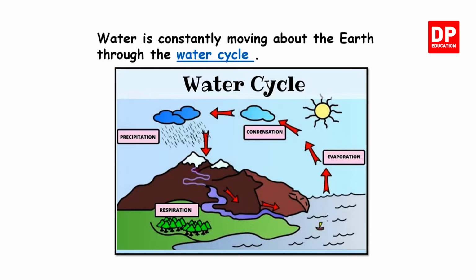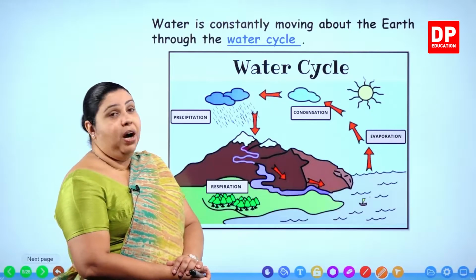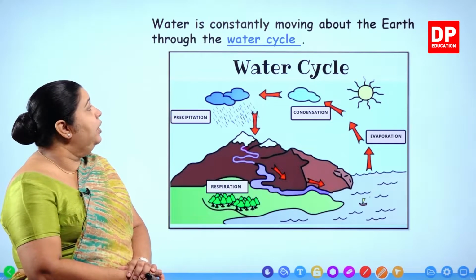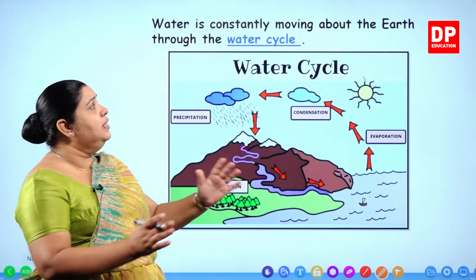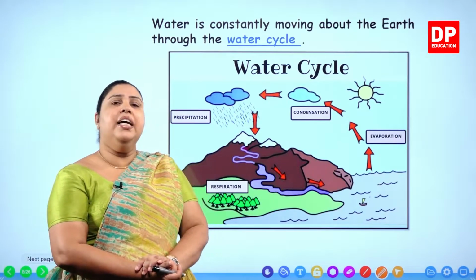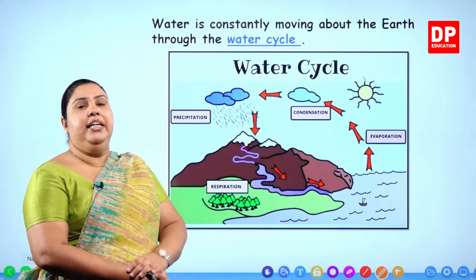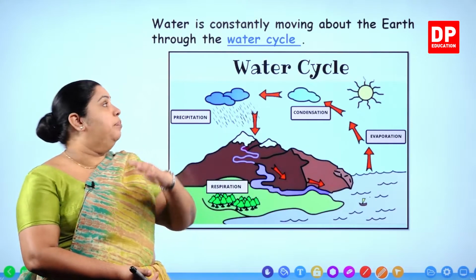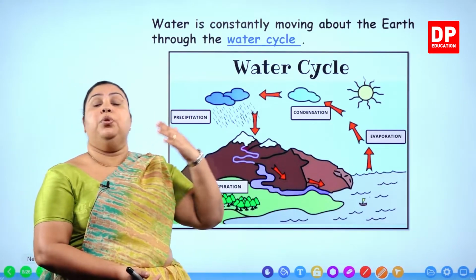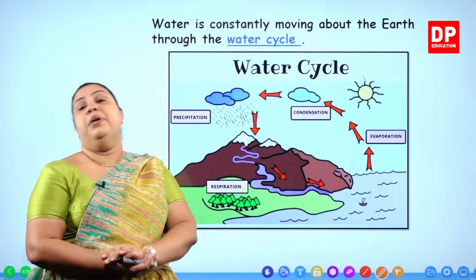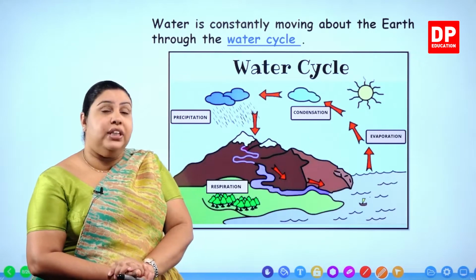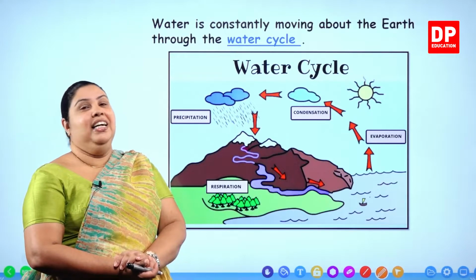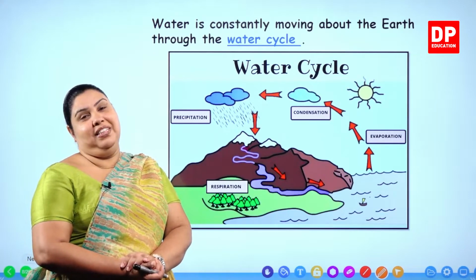Water is constantly moving about the earth through the water cycle. There I told you, water is constantly moving about. ඒ කියන්නේ පුතේ constantly කියන්නේ නිතරම ජලය අපේ පොළවේ අපේ පෘථුවියේ නිතරම ජලය එහා මෙහා කැරකෙනවා. It works like a water cycle. අපි water cycle එකක් කියලා කියන්නේ. ජල චක්‍රය කියලා අපි කියනවා සිංහලෙන්.